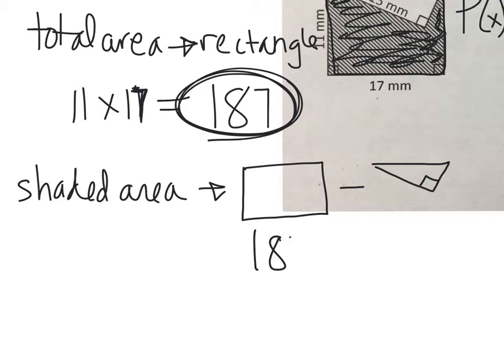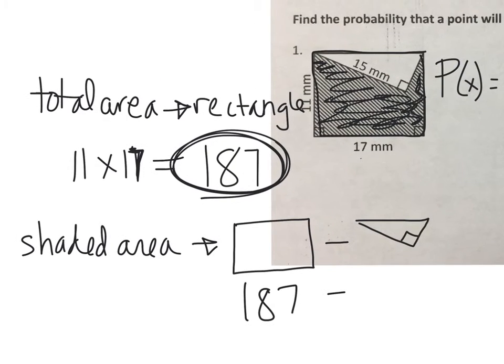So we know this is 187 minus, so we have to do a little bit of Pythagoras here. I have a hypotenuse of 17, right? This side here is the same as that side there. And I have a leg of 15. So according to Pythagoras, 17 squared equals 15 squared plus the base squared. And that would tell us that the base is 8 units long.